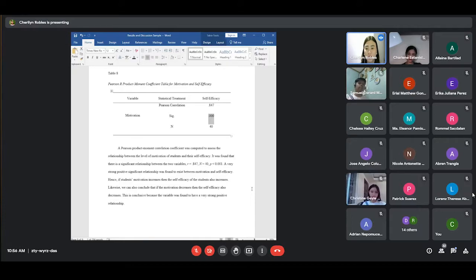Do you want me to show it? Who's conducting correlational research here? Who's conducting correlational research here? Okay, I'll stop presenting this first. But this is the last table. This is the last table for your research, for the correlational research design.